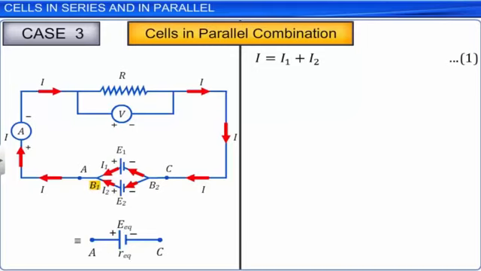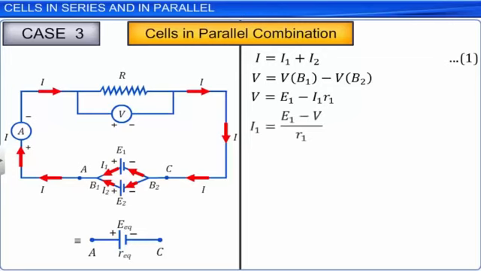The potential difference between points B1 and B2 taken across cell 1 can be written as V is equal to VB1 minus VB2. V is equal to E1 minus I1 into R1. Rearranging the terms, we can write I1 is equal to E1 minus V divided by R1. Let this be equation 2.